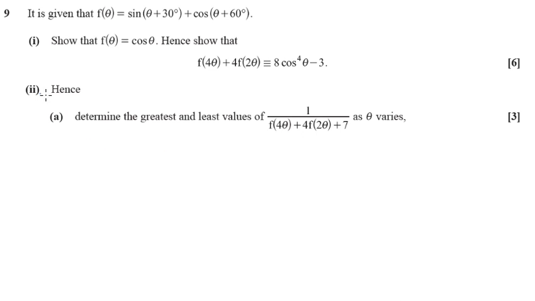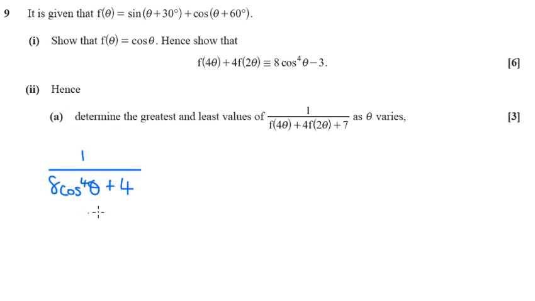Okay, then part A says to determine the greatest and least values of this as theta varies. It doesn't ask for what values of theta that is for, but we're going to use that to help us a little bit. So we can straight away, instead of writing what they've given us, put in our 8 cos to the power of 4 theta. It's going to be take away 3 plus 7, so that's just plus 4.